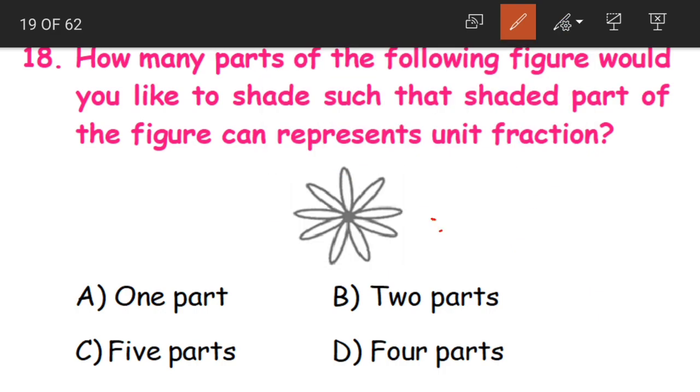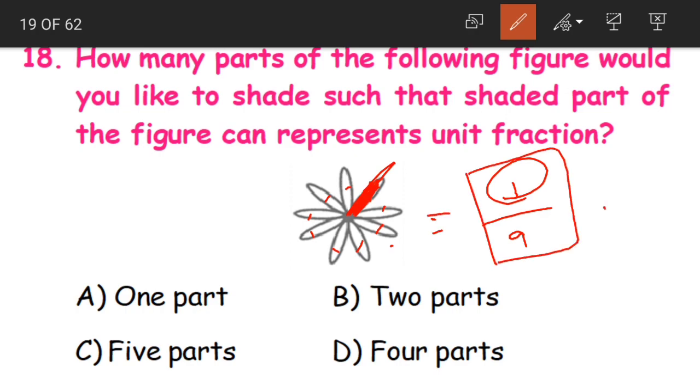So for this, the numerator should be 1. Counting the parts: 1, 2, 3, 4, 5, 6, 7, 8, 9. 9 will be the denominator. Then the unit fraction would be 1 by 9. So how many parts should we shade, children? The numerator. In the numerator we have 1. So we must shade one part of the figure so that the shaded part represents our unit fraction 1 by 9. So we have to shade option A, one part.